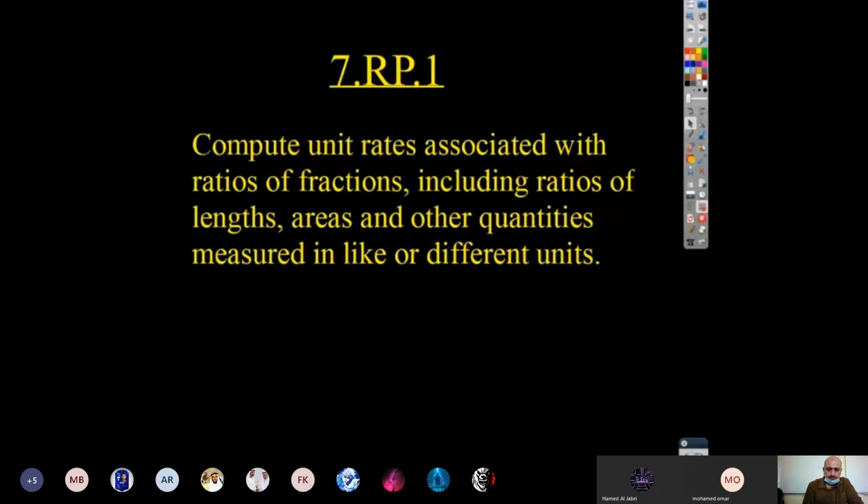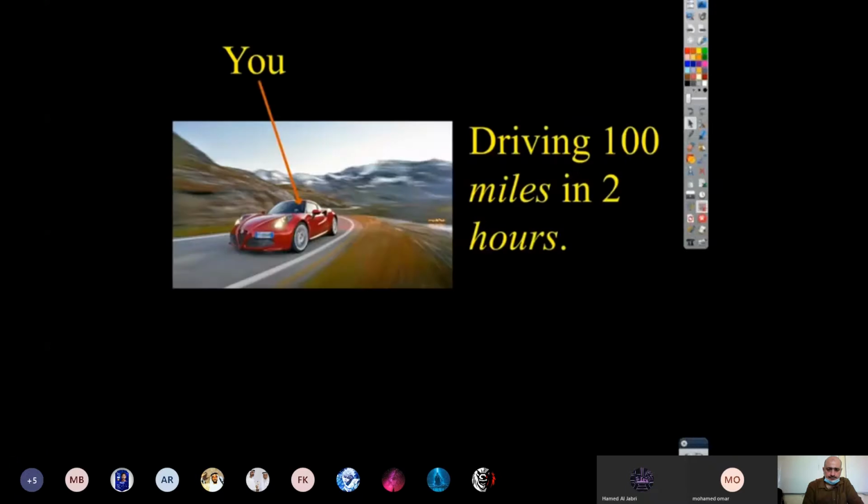So let's talk about when you might see something like this. Let's say you are the passenger of a car and you're driving along 100 miles in 2 hours, and we're going to try to figure out what our speed is. I know you can probably already do this, but we're going to define it in a more formal sense for math.